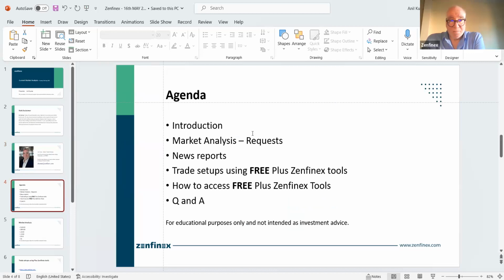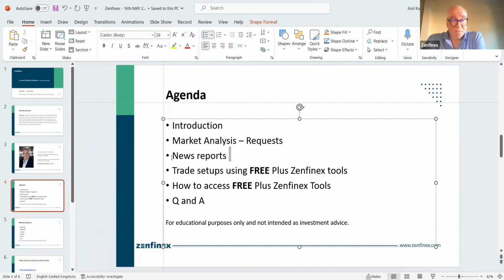So we're going to look at some different markets, see what's going on today, see what's happened in the last couple of days. We're going to look at our Zenfinex Plus news item, just to see if there's any news coming up, which there is, which we'll talk about shortly. And then I'll show you how to get free access to some of these Zenfinex tools for yourself.